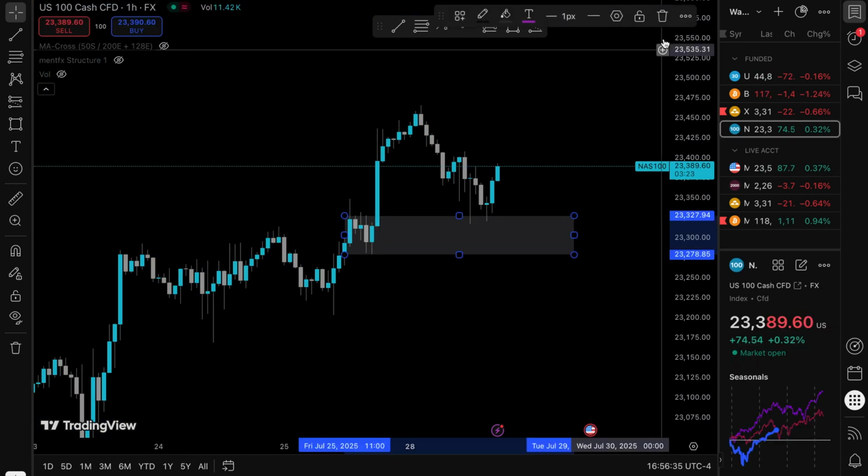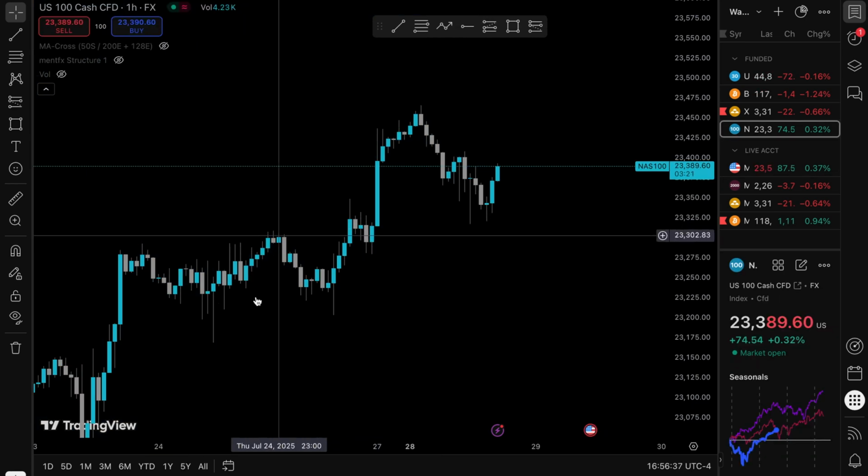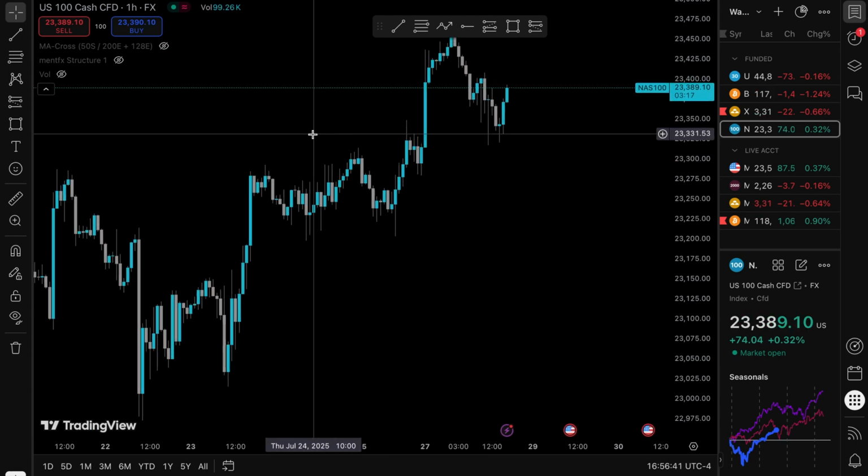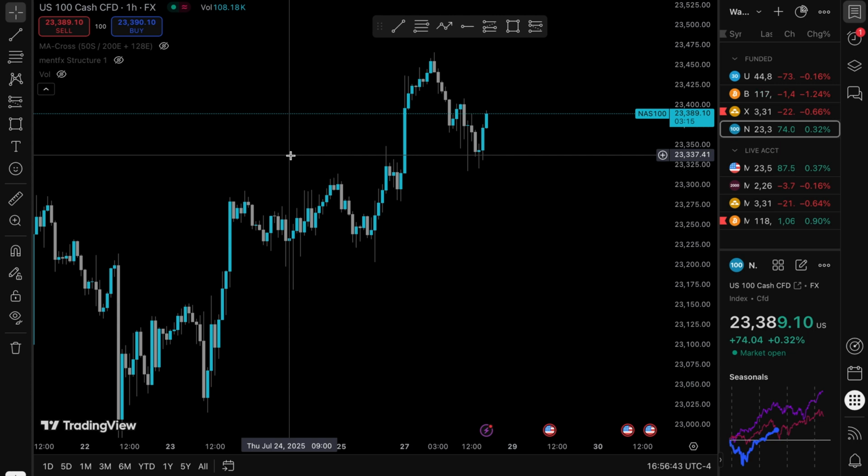So what I see, with no indicators, just naked charts, I see bullishness. All right, and this is on the higher time frame. So if I see bullishness on the higher time frame, then I would enter whichever direction it's going. So if it's bullish, we are looking for buys.